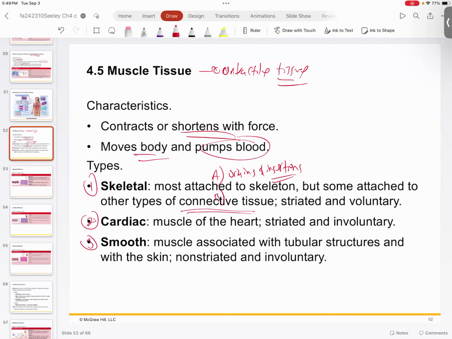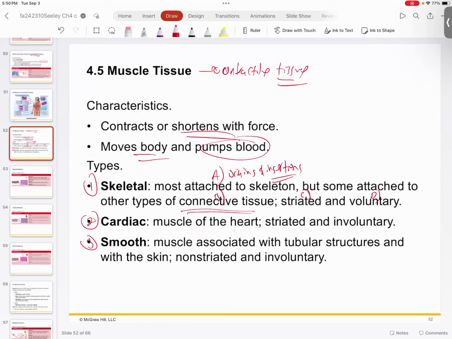And then the other thing is that they are striated. That means they're striped like a candy cane, and they're also voluntary. So you get to choose when and where and how to move your skeletal muscles. It's the part of your muscular system that you have control over.